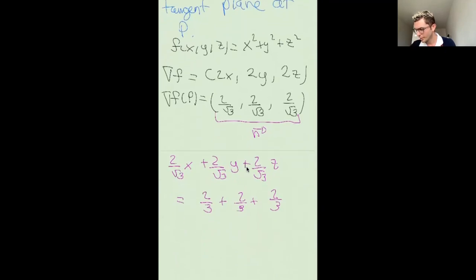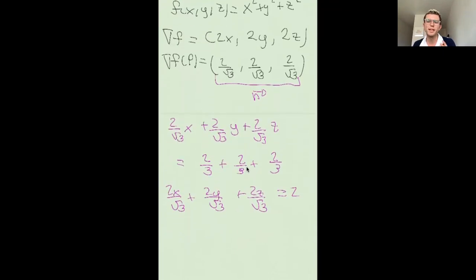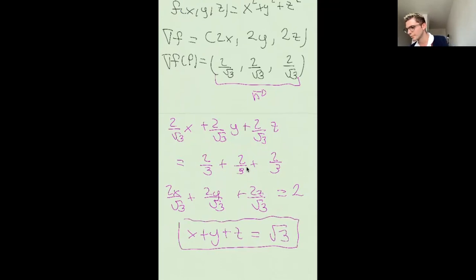So this would be 2x over root of 3 plus 2y over root of 3 plus 2z over root of 3. And 6 over 3 is 2. So the equation of the tangent, you can simplify, you don't have to, but ultimately you can write the equation of the tangent plane as x plus y plus z equals... let's see. I hope I'm not doing anything wrong. Oh yeah, this is okay. I think this should be fine. So you can write the equation of the tangent plane this way.